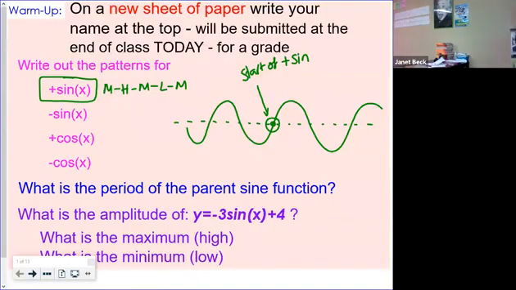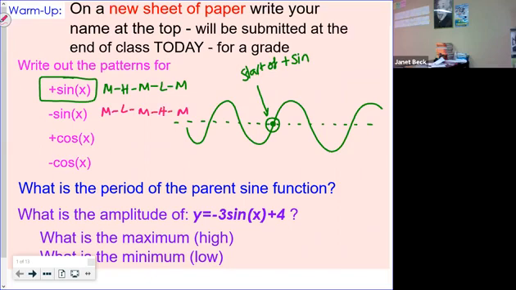So that's the pattern for a positive sine wave. If you've got a negative sine wave, the middle values reflect vertically over that midline. The middle values will stay the same, but highs will turn into lows and lows will turn into highs.